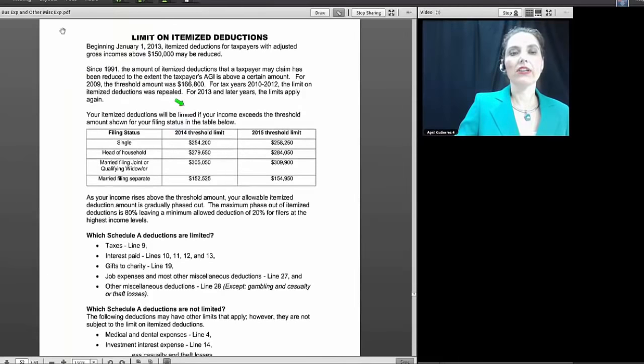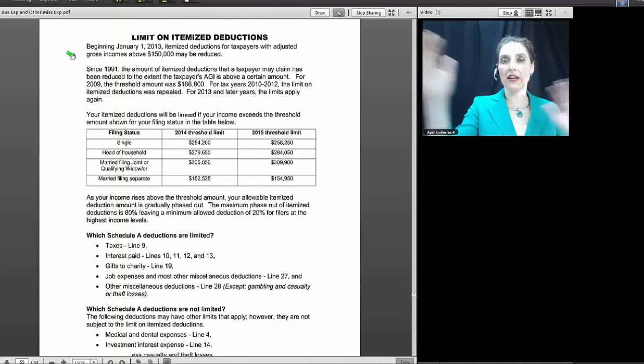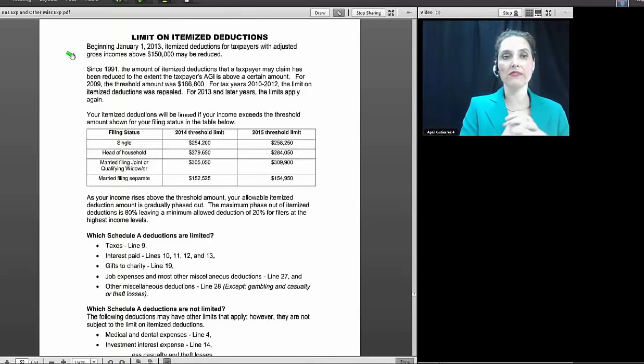The next thing we're going to look at is the limit on itemized deductions. So we've been through all of the different lines on Schedule A over the last couple of days, looking at what can and cannot be deducted, what limits apply. We're finally getting to the bottom. We're going to total up all of our deductions. But we're not done. If our income is over a certain level, then the IRS is basically going to take away some of those deductions.